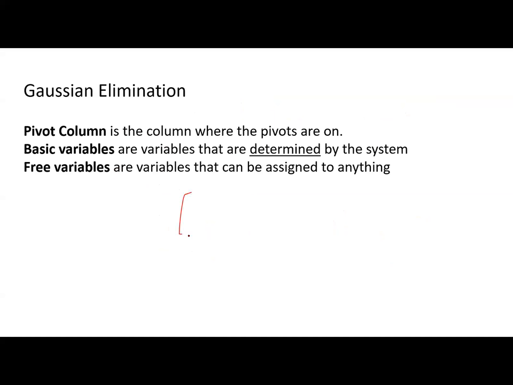For example, in this augmented matrix, I just randomly draw an example. In this augmented matrix, the first non-zero entries are this one in the first row and this one in the second row, in the row echelon form. Then we say that the pivots are in the first column and in the second column. Then we introduce two terms. For all variables that lie on a pivot column, in this example the first column and the second column, so it means the first and second variables.